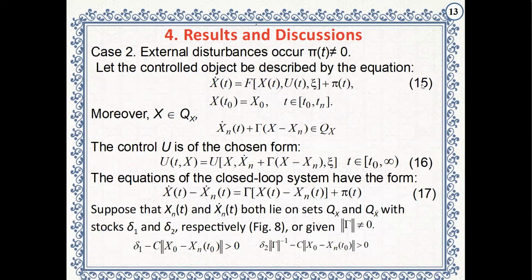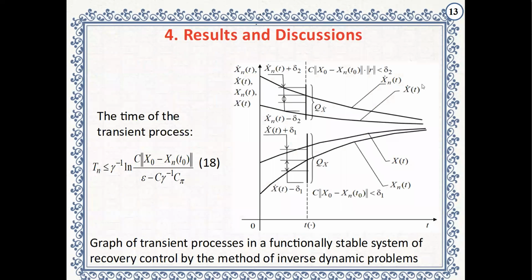Case 2. External disturbances occur. Let the controlled object be described by the equation 15. The control U is of the chosen form 16. The equation of the closed loop system has the form 17. The time of the transient process is of the form 18.